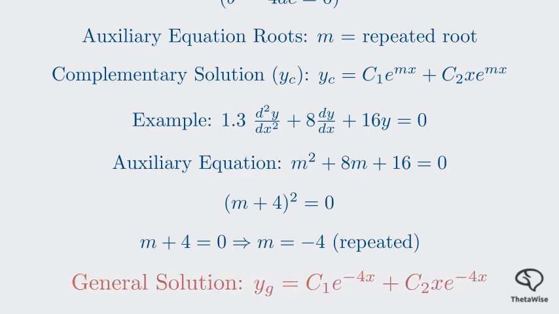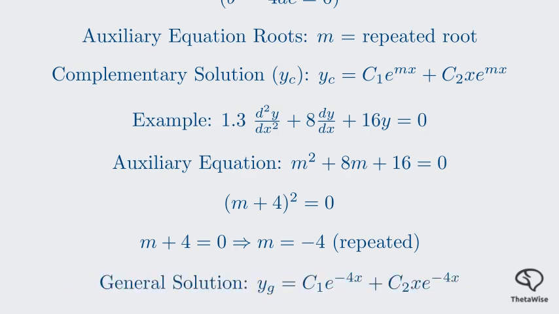A common mistake here is to forget the x in the second term. Without it, you only have one linearly independent solution, not two, and the general solution won't be correct. Always remember that x for repeated roots. We've covered real and distinct roots, and real and repeated roots. Now for our third and final case, complex roots.